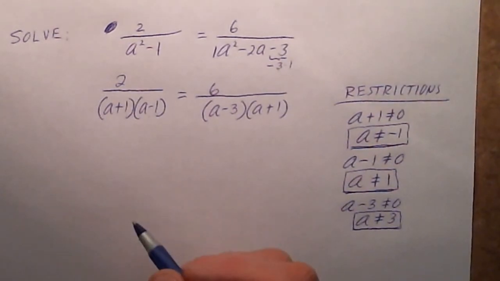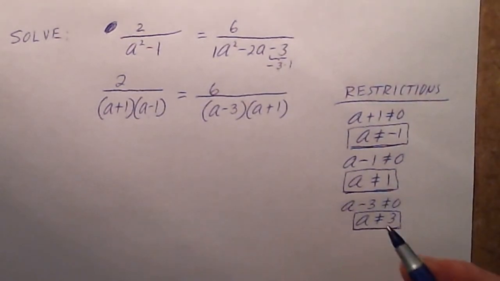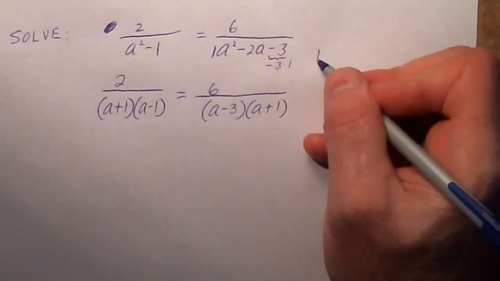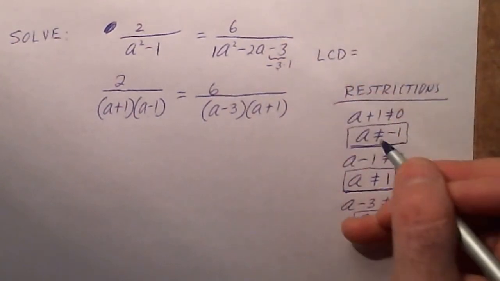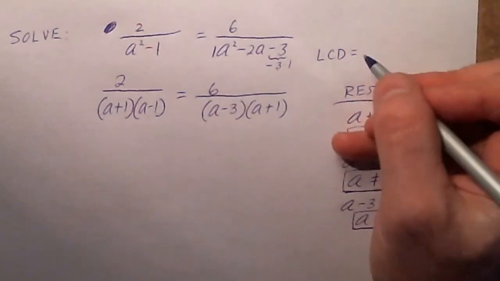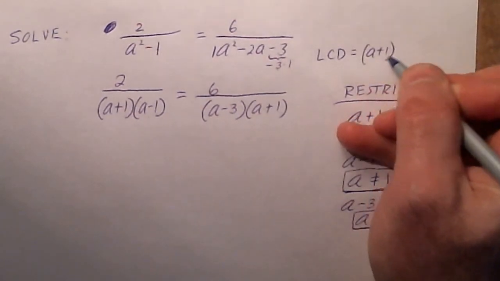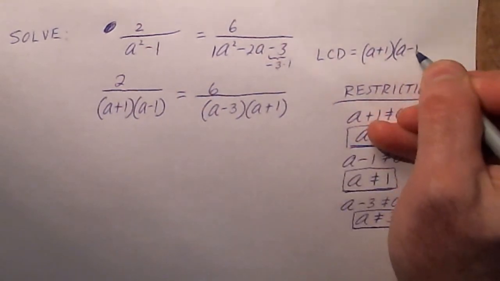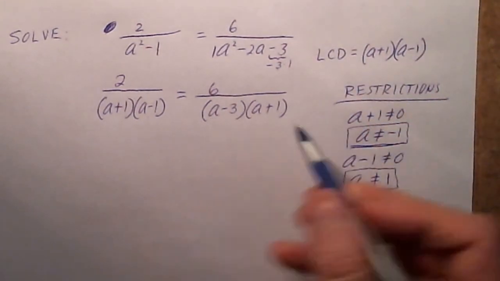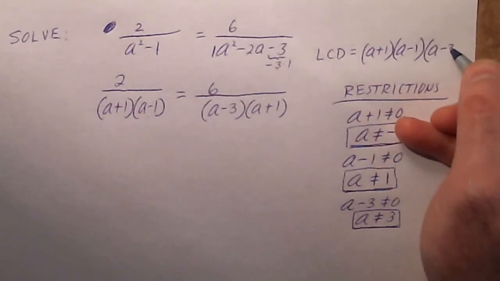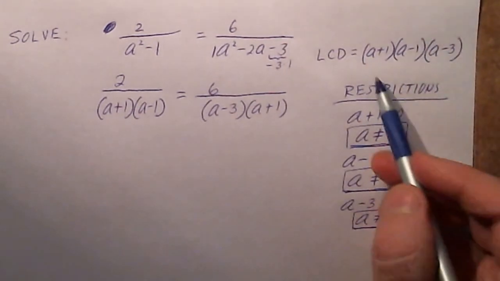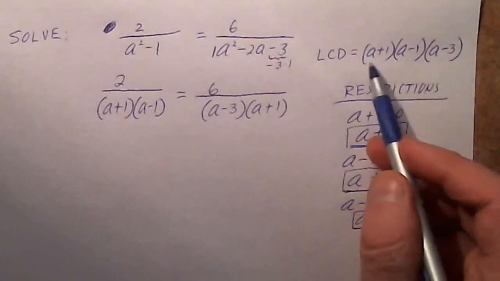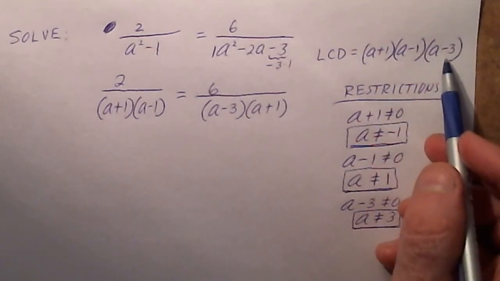Okay, now the next move is to find our least common denominator. And what would be our least common denominator? Well, our LCD is going to need one factor of a plus 1. Going to need an a minus 1. And it's going to need an a minus 3. So that's your least common denominator. You must have all these factors present in your LCD.